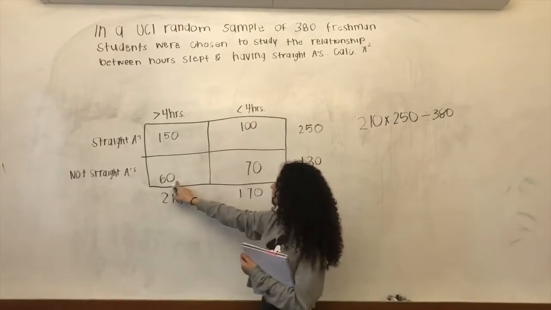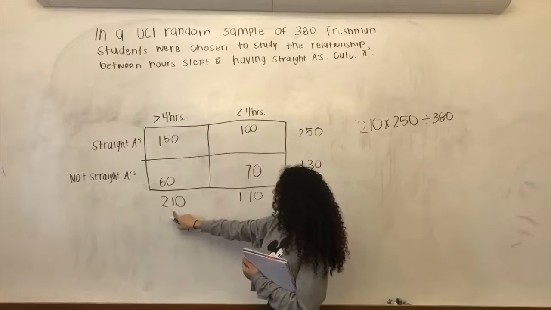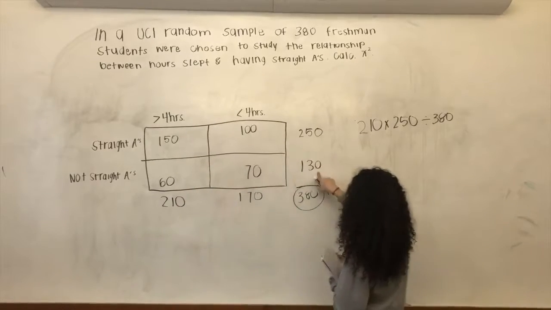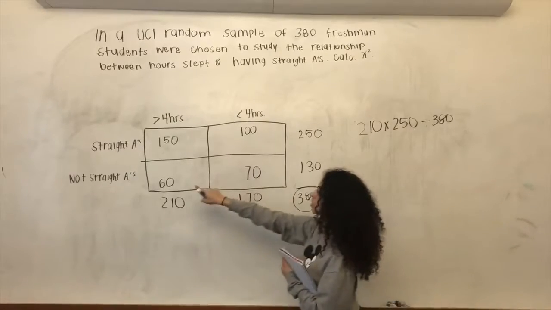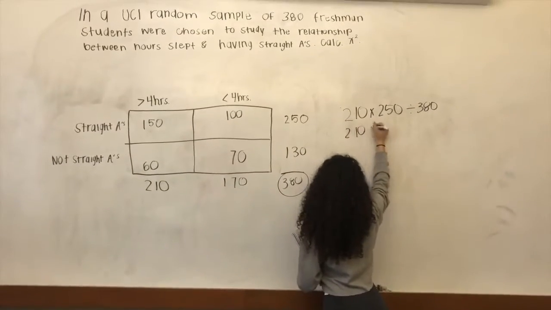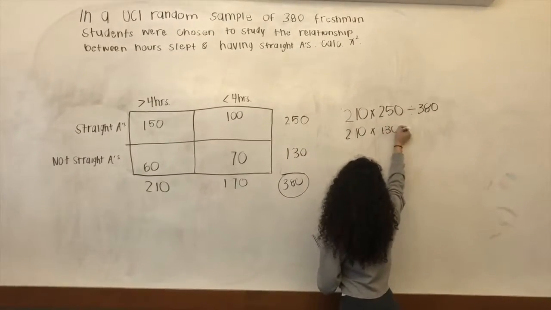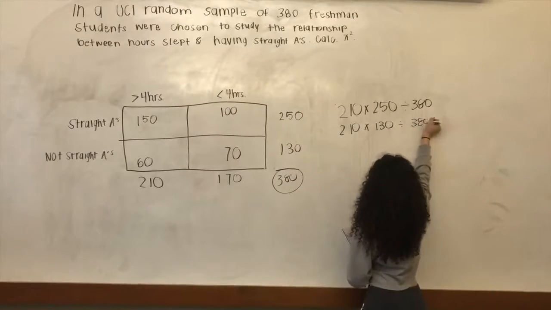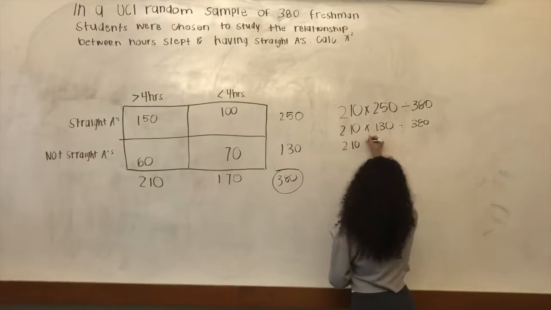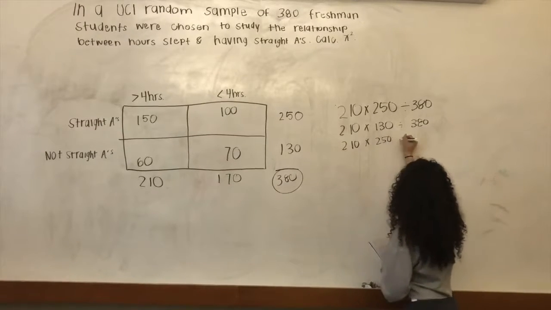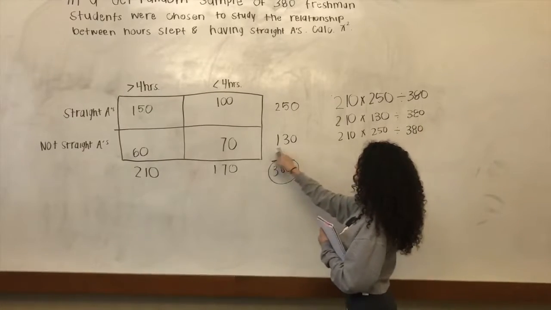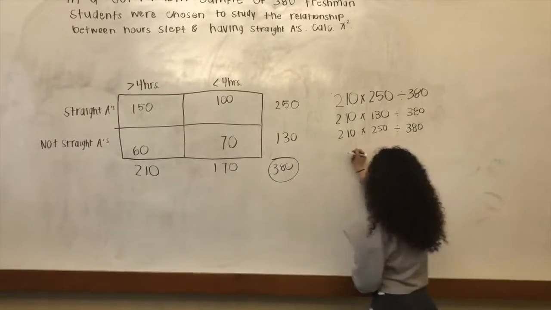For this case, we're going to multiply 210, because it's on the more than 4 hours of sleep column, and multiply it by 130 because it's on the not straight A's column, and divide by 380 as well. And for this one, we're going to do 210 times 250 divided by total sum. And lastly, we're going to multiply 170 times 130 divided by total sum.